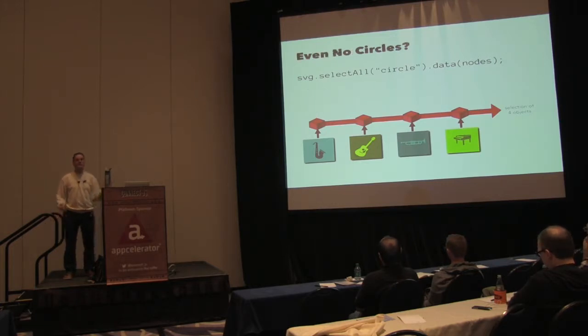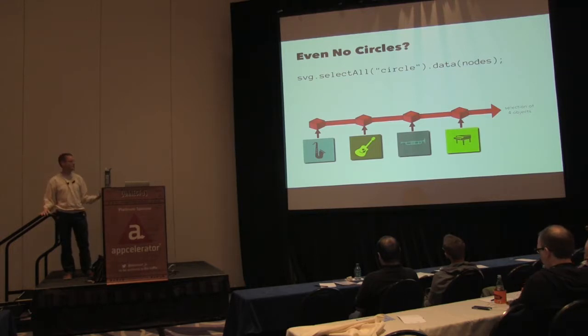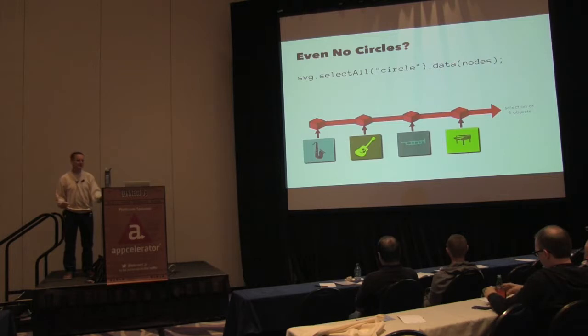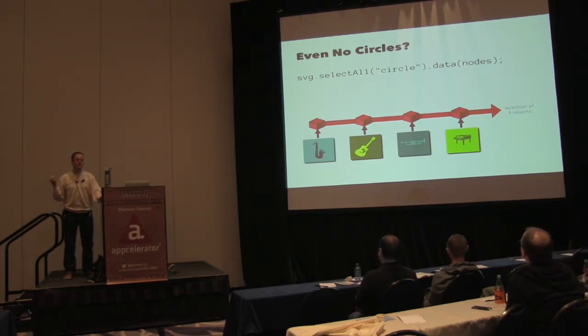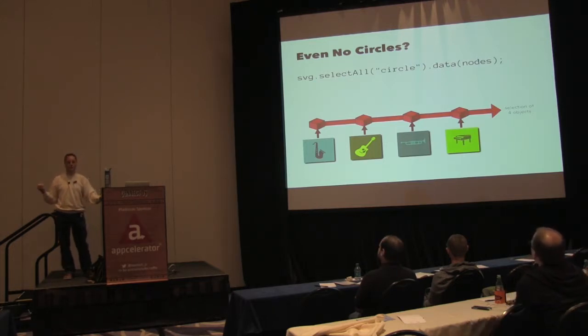And as you can guess, even if there are no circles, D3 does the same thing. It's just sort of the extreme case of the previous example. It's still going to create 4 objects. So with that SVG select all circle, there are no circles to be found, but when it tries to associate data with them, it will end up creating 4 objects for us. It's just that each of those objects will not have a DOM element associated with it.